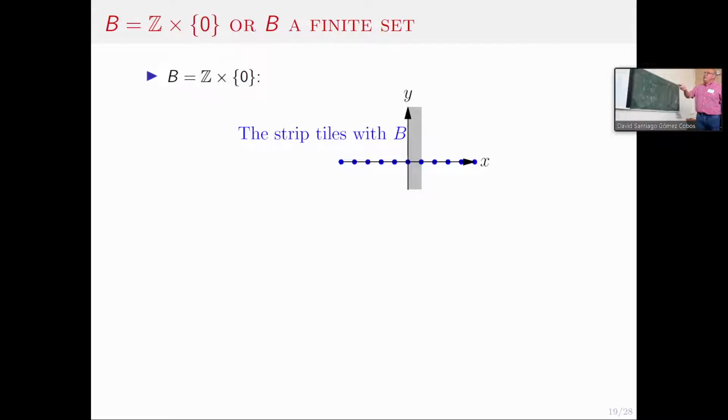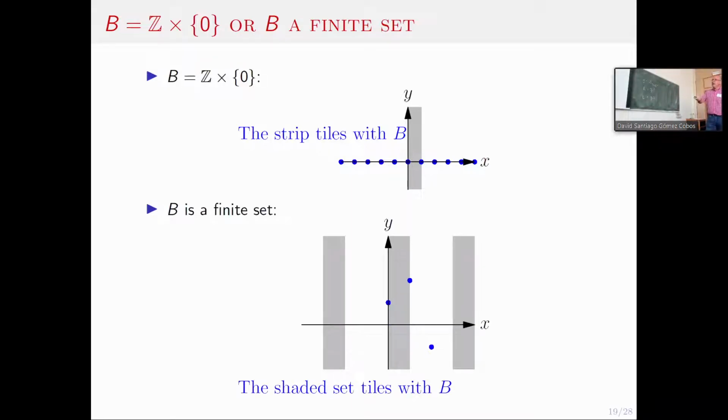If I take this B, the blue points, which is the integers in the plane, and I take this strip here of width 1, this strip tiles with B. If you translate it on the integers, you will fill the plane exactly. And you can also look at a finite set B, for instance these three dots. If you have this finite set and you take this gray set, it also tiles with this finite set, just three copies of that. Now, in both cases, the tile will be of infinite measure, but we don't care. So it's exactly these two cases that I care about.